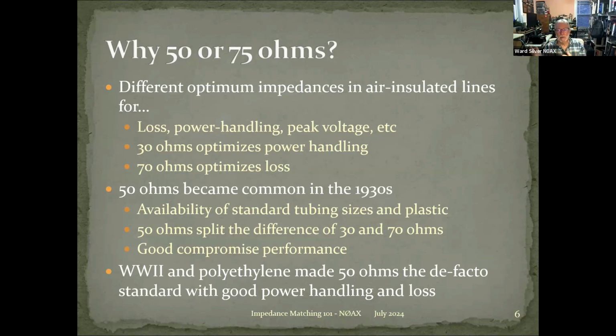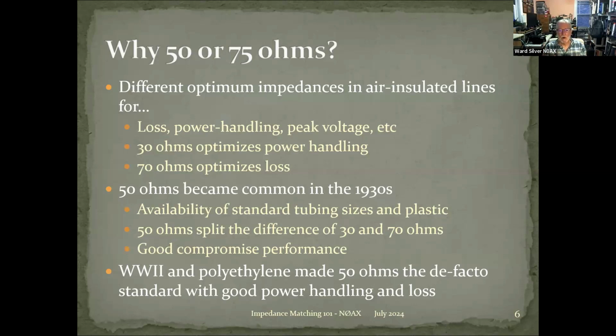And if you do the math, then you come up with something around 30 ohms is the optimum for power handling. If you want to get the maximum amount of power through a transmission line like your shortwave broadcast station, 30 ohms, that's what you want. If you want to minimize loss, 70 ohms is the optimum for that. And that's why cable TV and other long lines use a 75 ohm system, because they have lower loss.